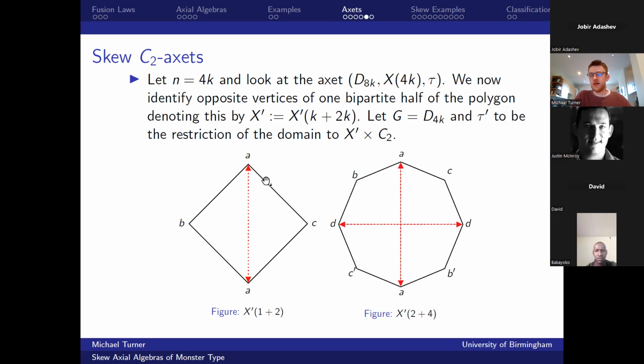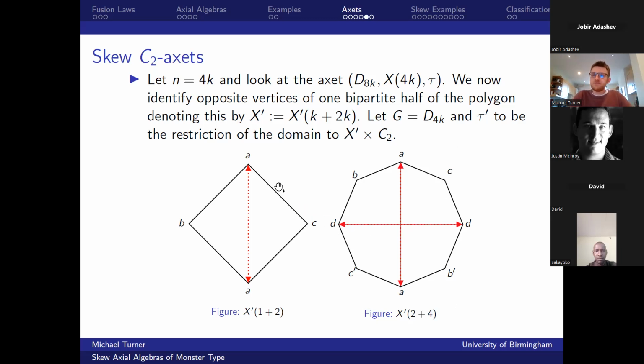For K equals 2, we start with an octagon. And again, we're going to label the top and the bottom by the same vertex A, but also the left and the right one, because we've now got 4 elements in the even bipartite half. So the left and right one are going to equal each other. And again, we're not going to say B is equal to C or B prime or C prime. They're going to be distinct vertices. So we start with 4, say K equals 1, we've got 4 vertices and now we're down to 3. And for the octagon, we start with 8 and now we're down to 6.